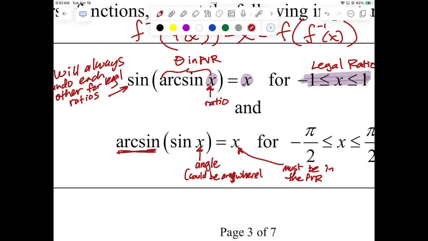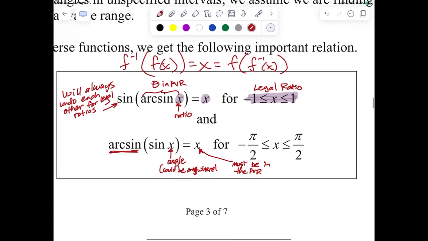So when does it undo itself? It undoes itself if the angle is in the PVR. If the angle is not in the PVR, we actually have to find the angle in the PVR that has the exact same sine value as the original angle. Now that might be kind of confusing for you, so let's just try it out with some examples, and we'll drive that point home, okay? All right.